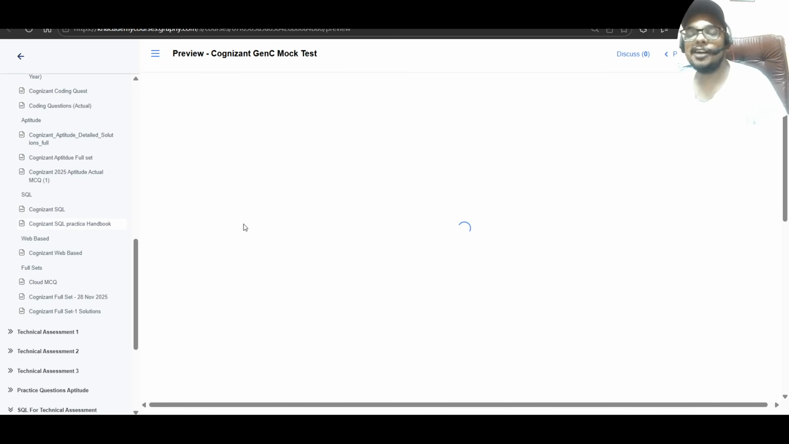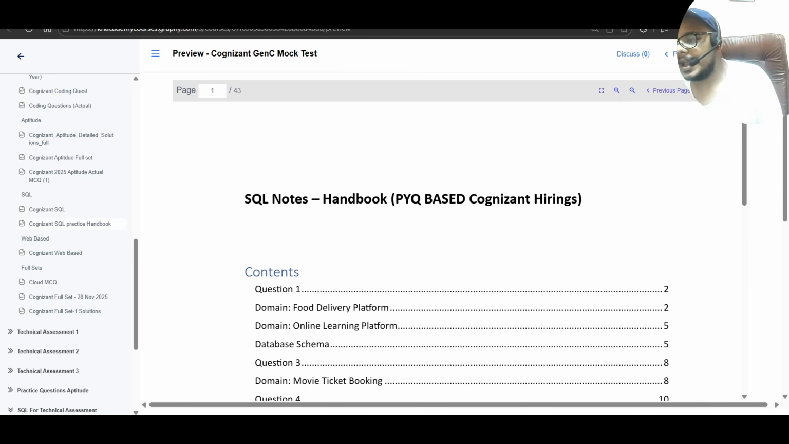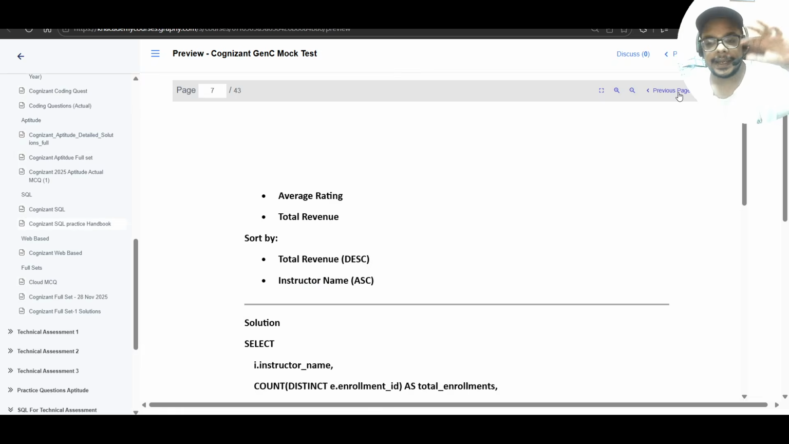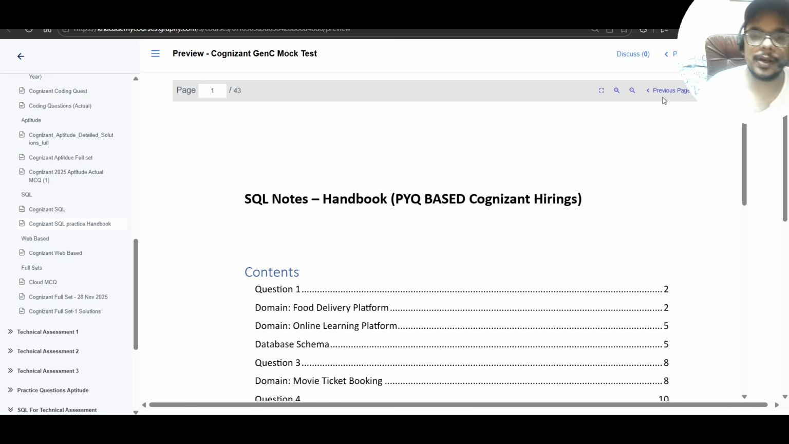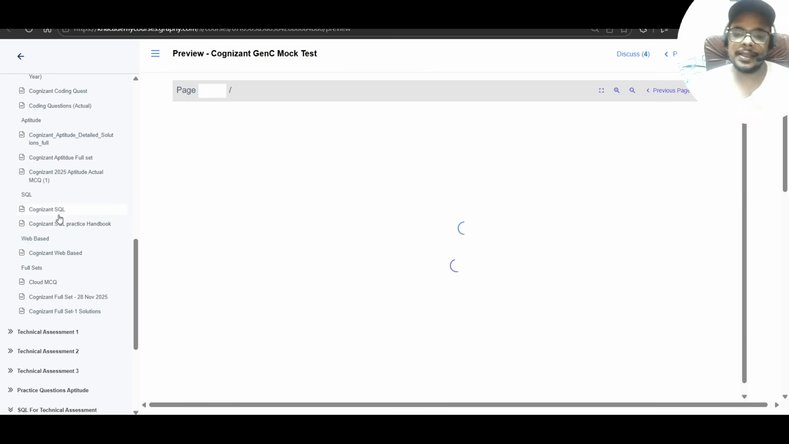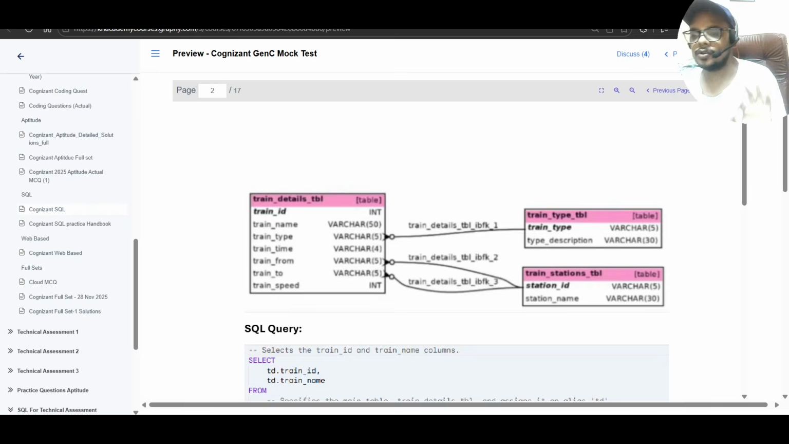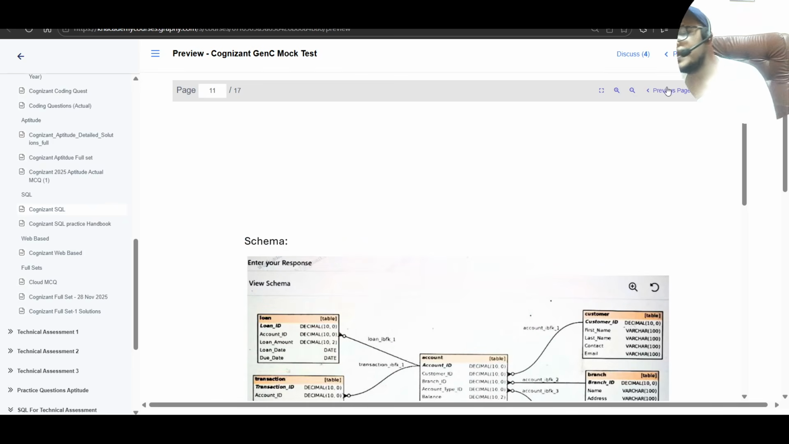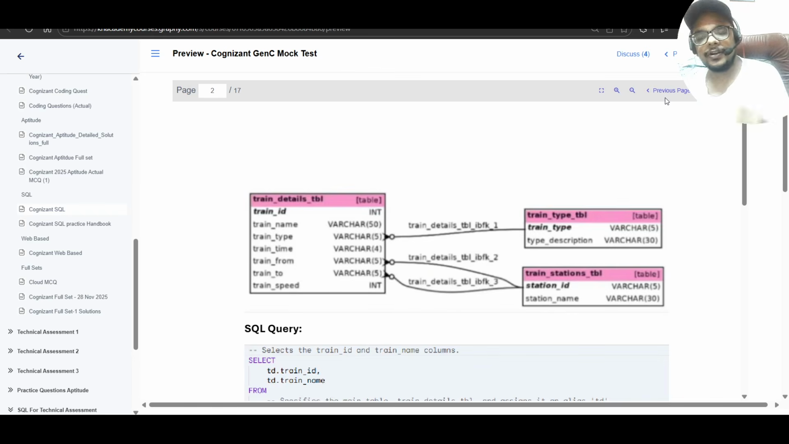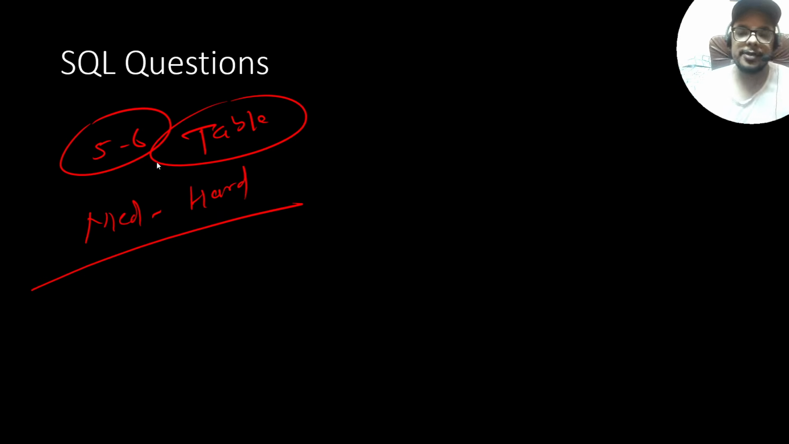Then there is a practice handbook we have attached in our mock test series, where you will get medium to hard level, very big SQL queries which you can practice. If you practice these SQL queries, which are among the hardest medium level SQL queries, you can definitely crack Cognizant easily because it is plus one level. And if you want the PYQs, in the Cognizant SQL section we have provided the PYQs with screenshots and solutions. Everything we have provided in our mock test series.